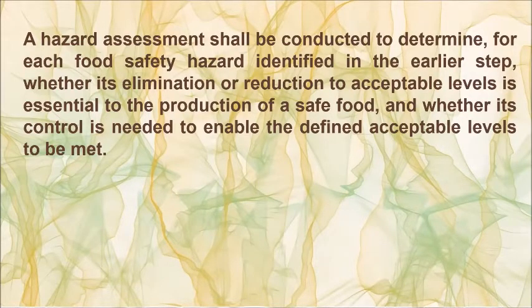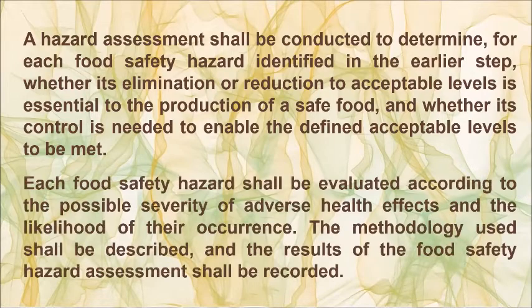So whether its elimination or reduction to acceptable level is essential to the production, or whether its control is needed to enable defined acceptable levels. So once you are able to identify what kind of hazard is involved, you need to start determining what kind of control measures you're going to put into place, and whether these control measures are going to eliminate the hazard completely, or bring down the level to where it is acceptable.